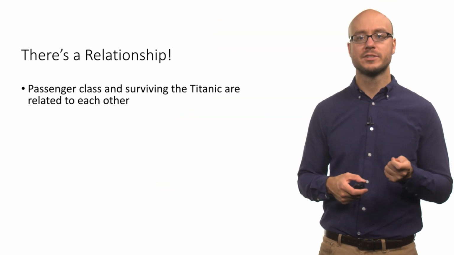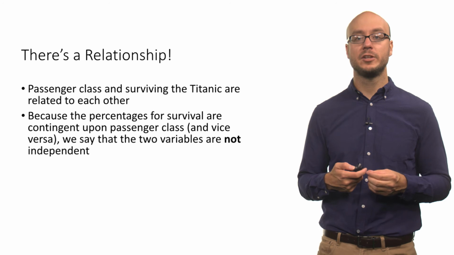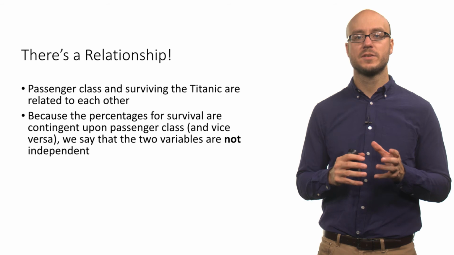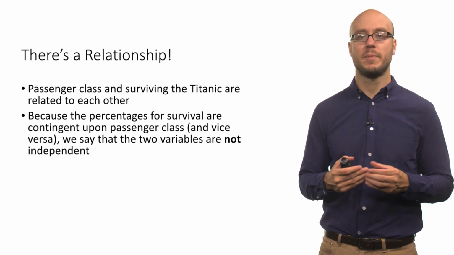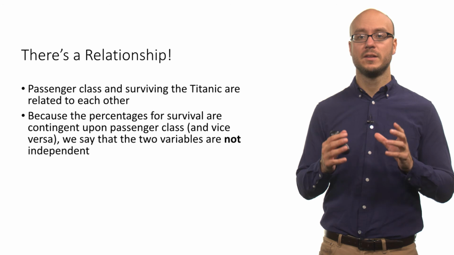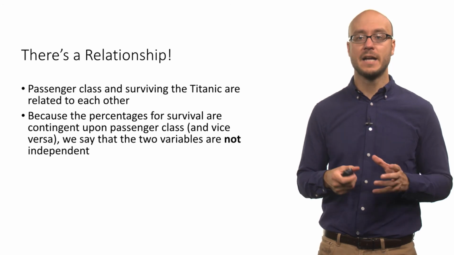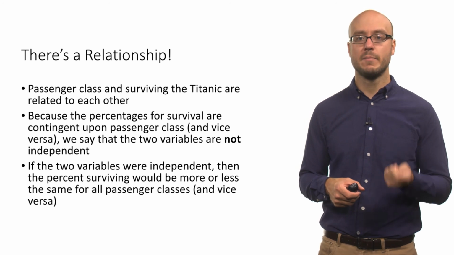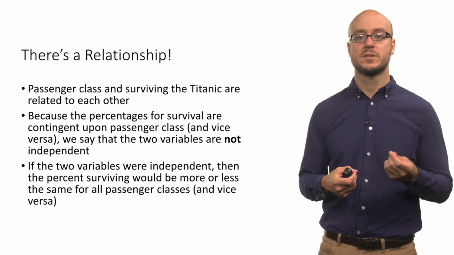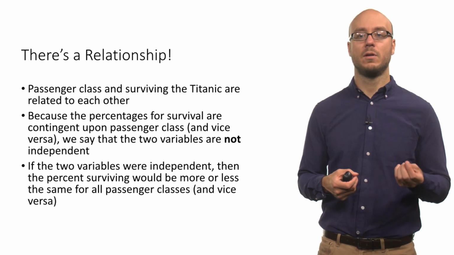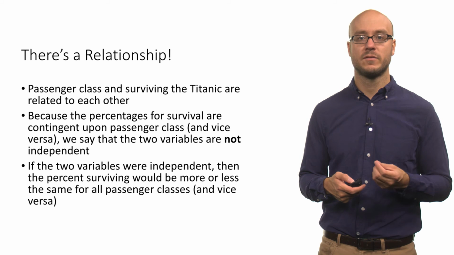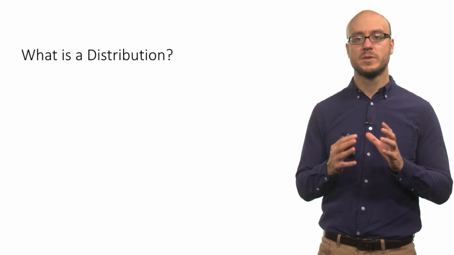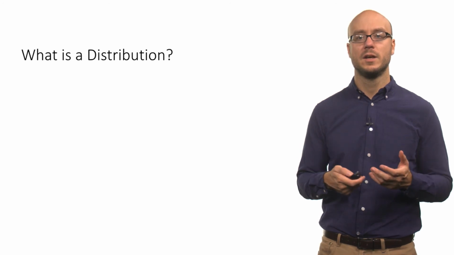We can say that passenger class and surviving the Titanic are related to each other. The way to think about this is that since the percentages for survival are contingent upon passenger class and vice versa, these two variables are in fact not independent. If passenger class and surviving the Titanic were independent, then the percentage of surviving would be more or less the same for all passenger classes and vice versa.